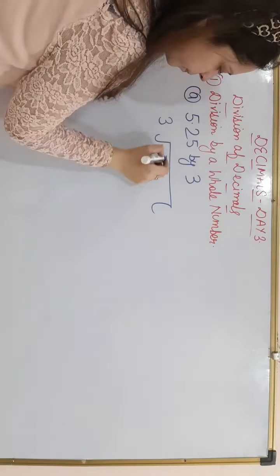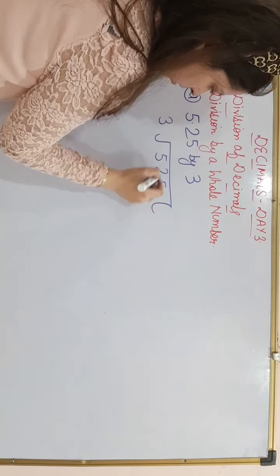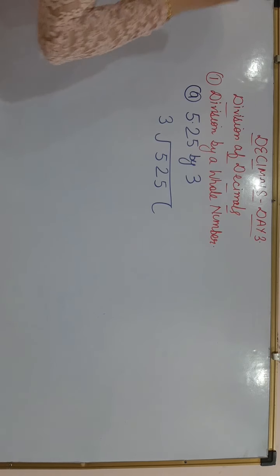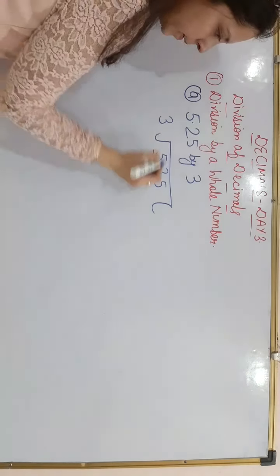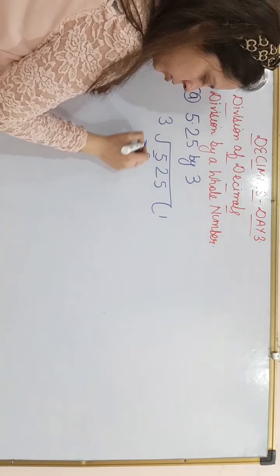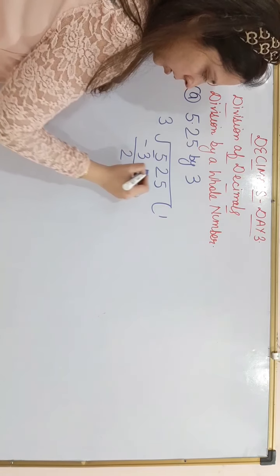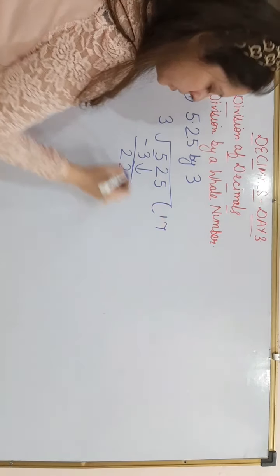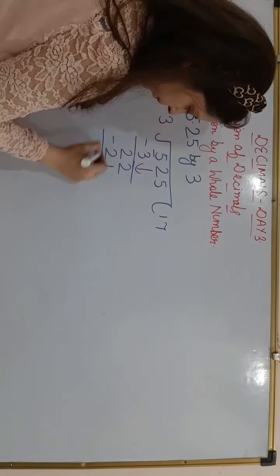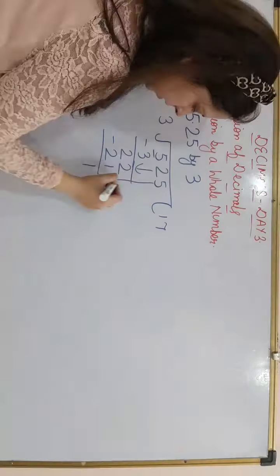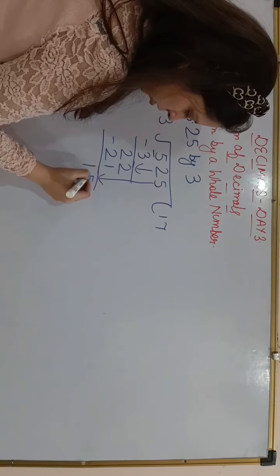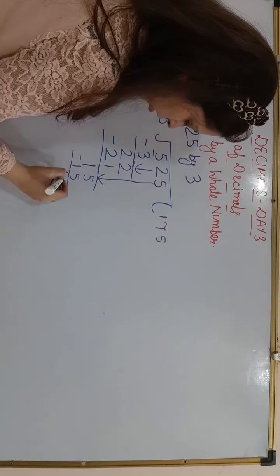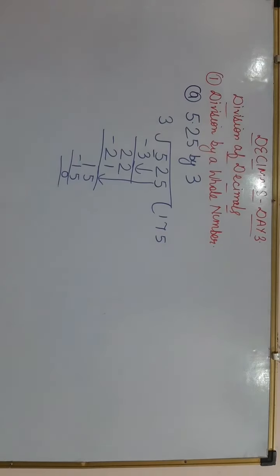So yes, we will do simple division. Divided by 3. So 3 times 1 is 3. Now subtract it. Remainder will be 2. Now drop down this 2. So 3 times 7 is 21. Okay, so now the remainder is 1 and drop down 5. So 3 times 5 is 15. Okay, so yes, now 0 is the remainder.